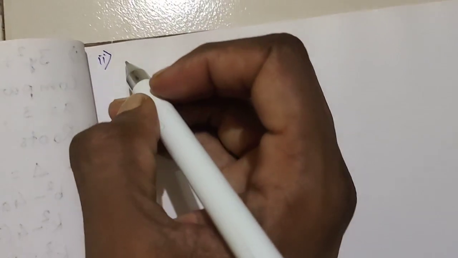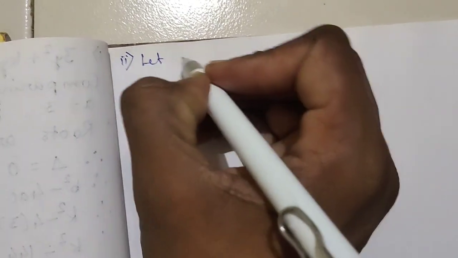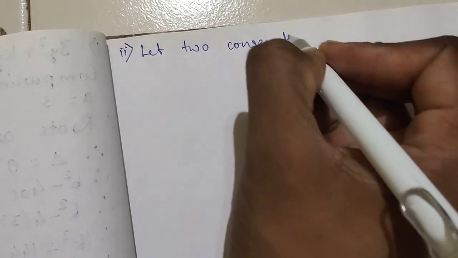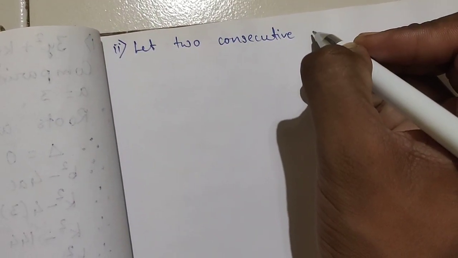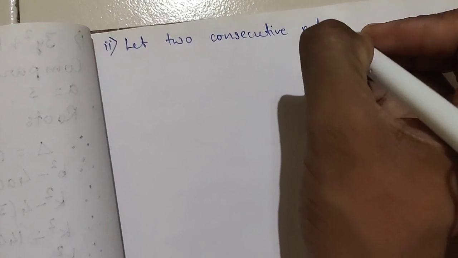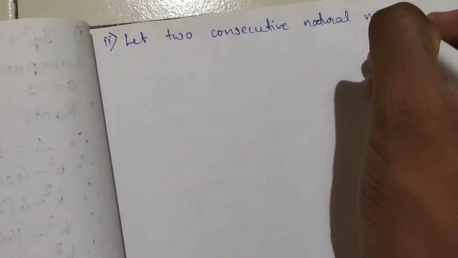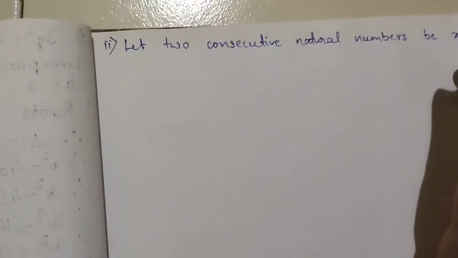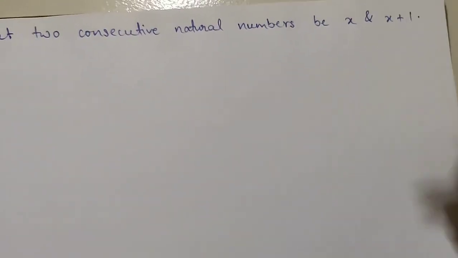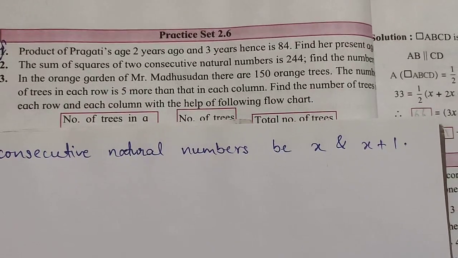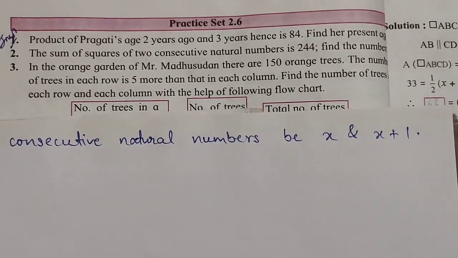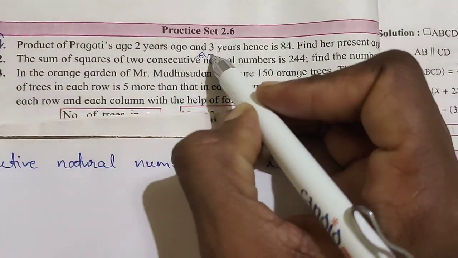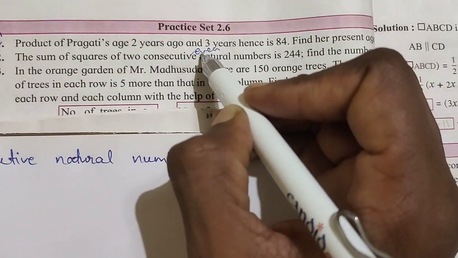So let us consider, let two consecutive natural numbers be x and x plus 1. Students, there is a little correction in this question. The sum of two consecutive even natural numbers, the word even is there. So here the word even natural number is there.